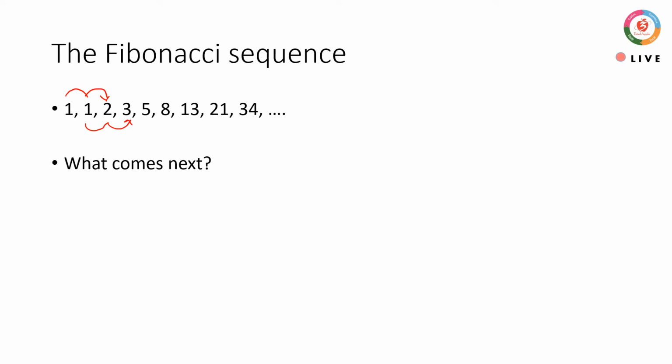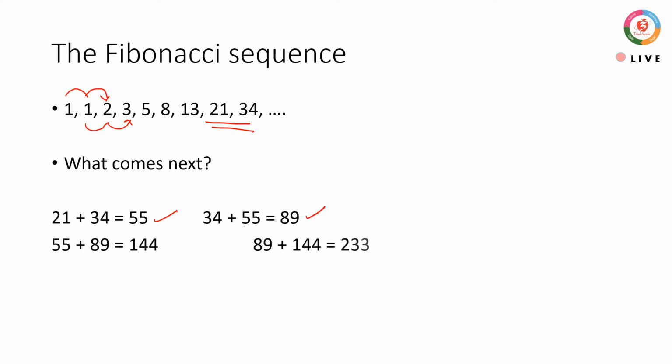Yes, you are correct. 21 plus 34 is equal to 55. Similarly, 34 plus 55, 89 is the next number. Next numbers are 144 and 233. I hope you understood how the Fibonacci sequence works.